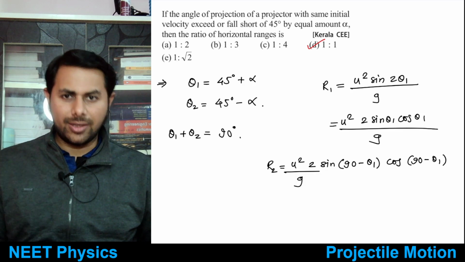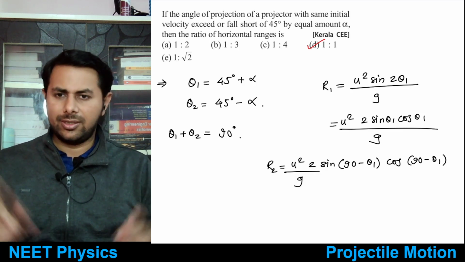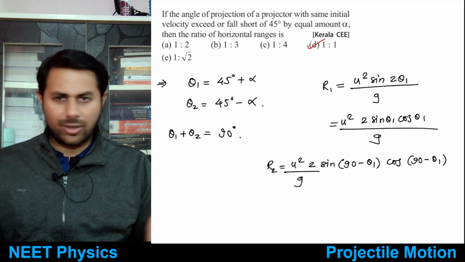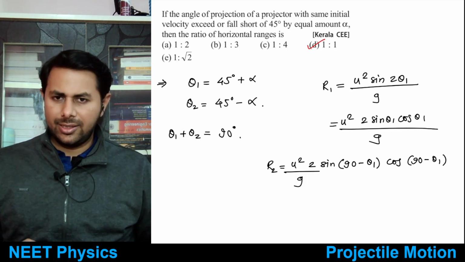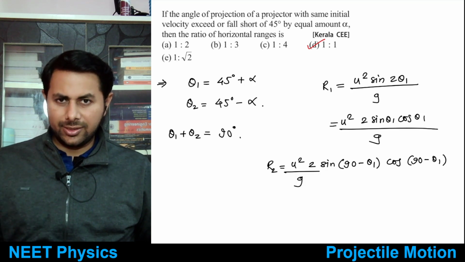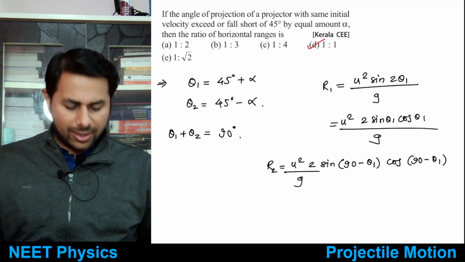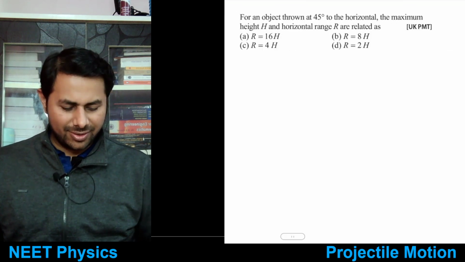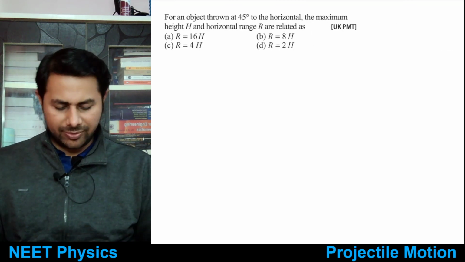If sum of two angles of projection is 180 degrees, then R is equal and in opposite direction of point of projection. And if sum is 90 degrees, then R is equal, and it is on the same side. Okay, very, very simple. All right, let's see next one.